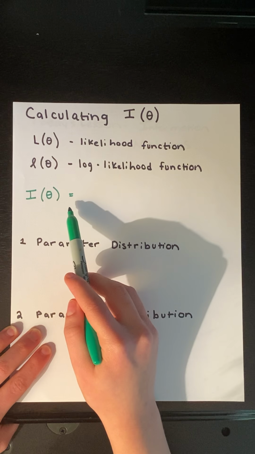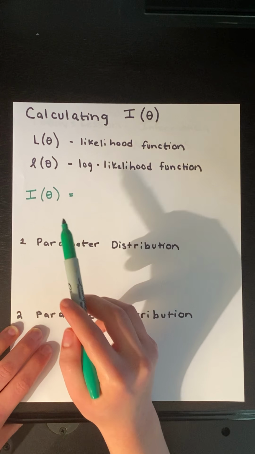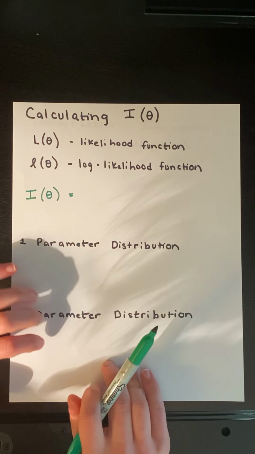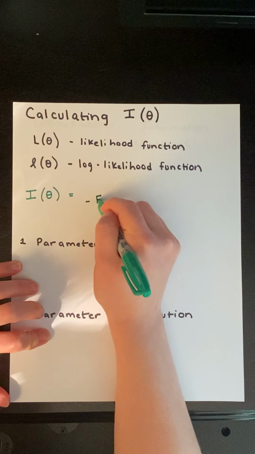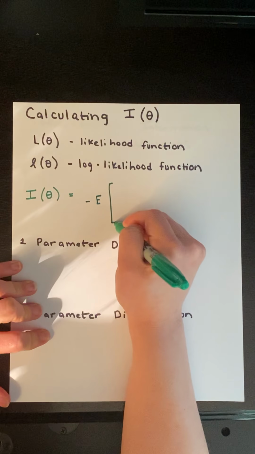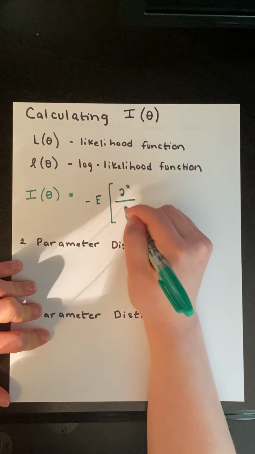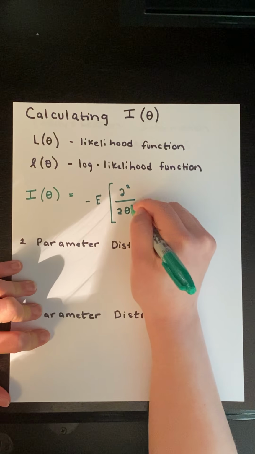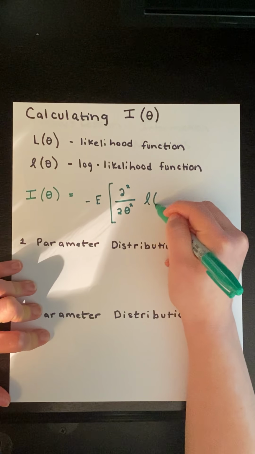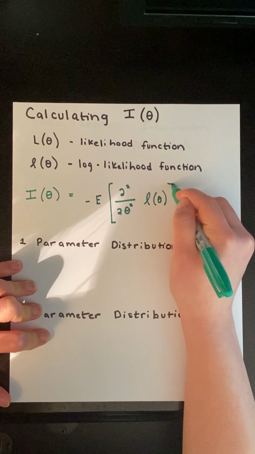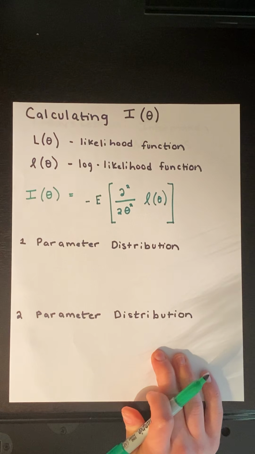So now we're going to get on to the actual definition of I of theta, our information matrix, and this is out of our textbook. So I of theta is defined as the negative expectation of the second derivative with respect to theta, our parameter, of the log likelihood function l of theta. So that's the actual definition of the information matrix.